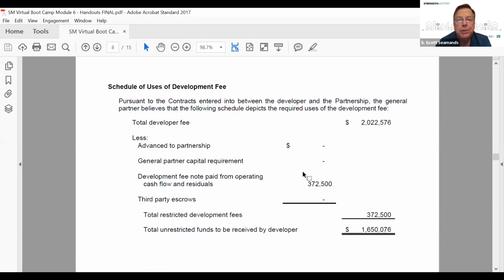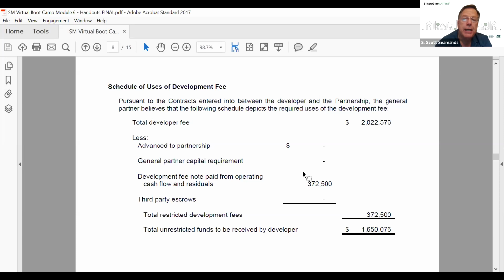Another schedule of uses of the developer fee, how much is going to be paid from development sources versus how much of it is going to be deferred and paid out of operating cash flow. So we talked about deferred developer fees. If you don't have enough development sources to pay for the entire developer fee, a portion of it needs to be deferred and paid out of future cash flow. And that's what this schedule is showing. And we'll talk more about that as we get into the operations aspect of the boot camp.